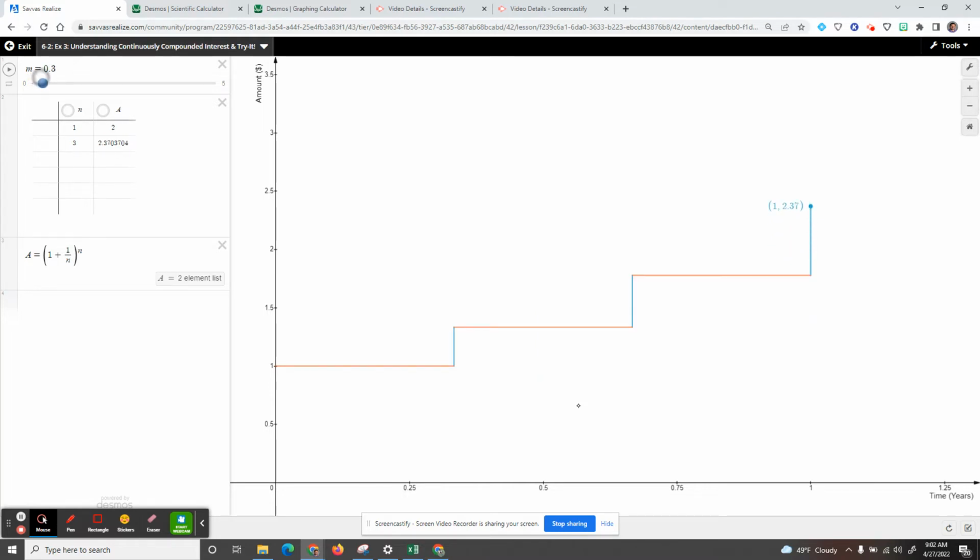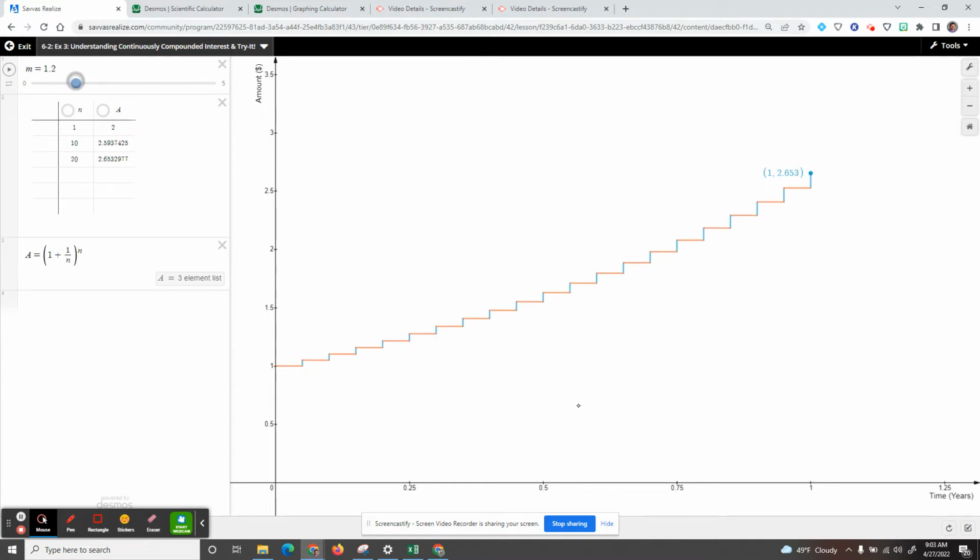If we compound it 3 times, you end up with $2.37. 4 times, $2.44. 5 times, $2.48. Keep going, right? And the effect is, yes, we're increasing the exponent, but you're also dividing the rate. So that it's going to end up balancing out. As you can see, it's kind of like a step function here. If we compound 10 times in a year, you end up with $2.59.